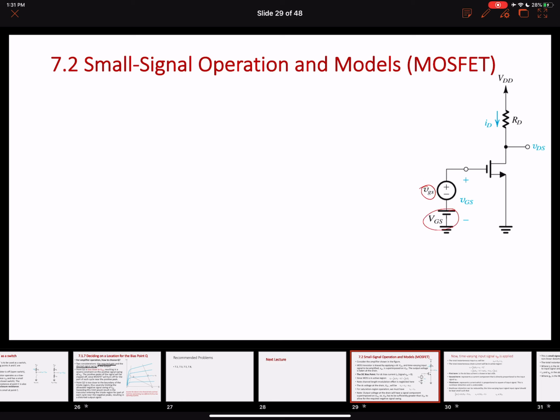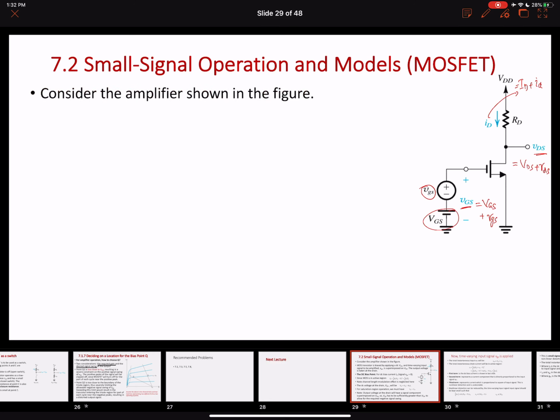So our instantaneous gate to source voltage will be the summation of the bias voltage plus the time varying gate to source voltage. Similarly, our instantaneous drain to source voltage will be the summation of the bias voltage plus the time varying VDS. And similarly, our ID will be equal to the summation of the bias DC current plus the time varying drain current.